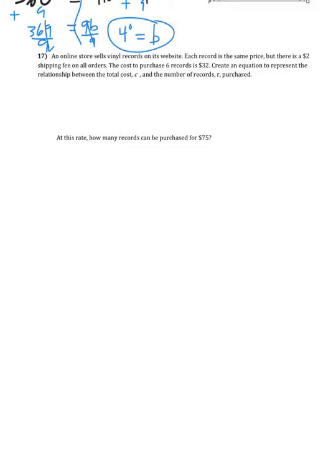Okay, so I know that there's a shipping fee, and that's $2, no matter what. I have to pay $2, and I also have to pay whatever it is for 6 records, and I need to know the number of records purchased. The total cost is C. So 2, which would be the $2 shipping fee, and the 6 records, which I don't know how much the records cost, so I made that R, is going to equal $32. Okay? That's it. There's my equation.